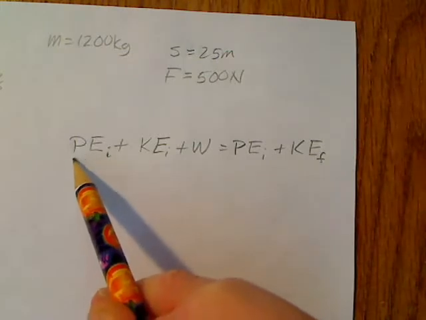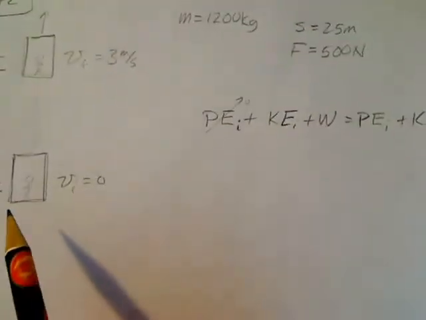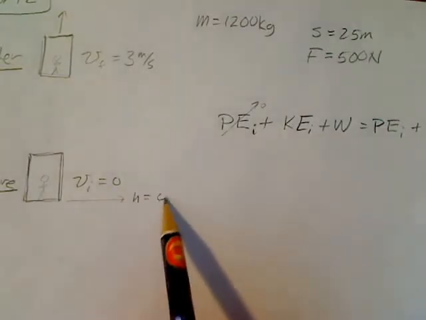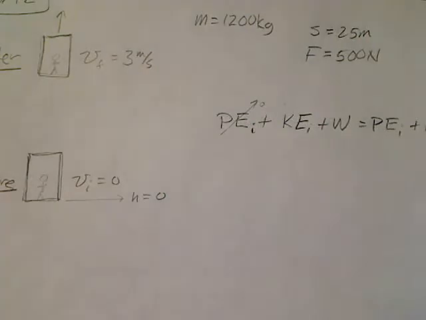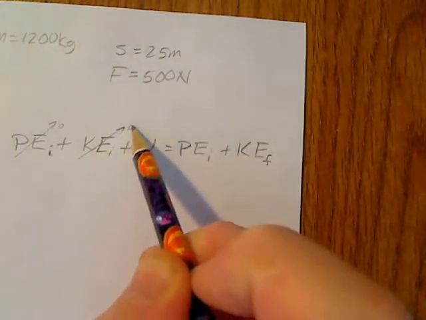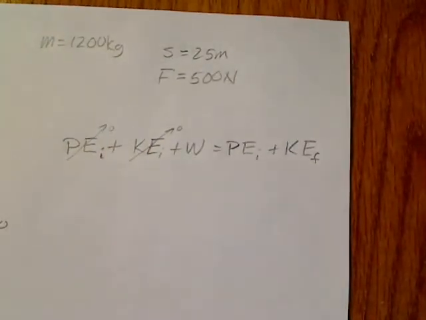The initial potential energy is 0 because you can pick the reference for potential energy to be on the ground, or wherever the elevator starts. Since the elevator is at rest initially, the kinetic energy initially is also 0.